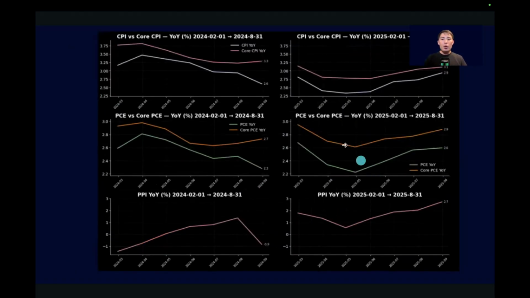At the same time, inflation in 2024 actually looked more tame because the headline CPI was at 2.6% versus 2.9% today. We have PCE at 2.3%, which is pretty close to the Fed target, versus 2.6% now, moving away from the Fed's target. PPI was also at a fairly benign level in 2024, whereas now it's been rising into the high 2%. And the danger is that PPI could feed into CPI. There's a historically high correlation between the two measures.